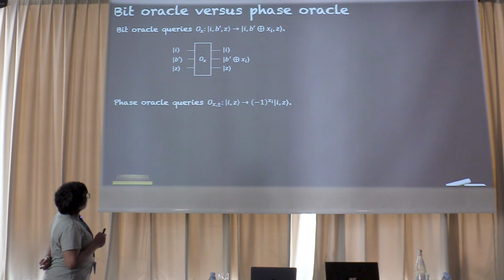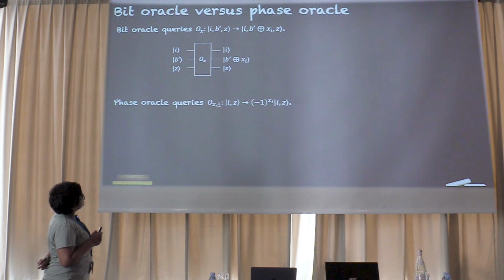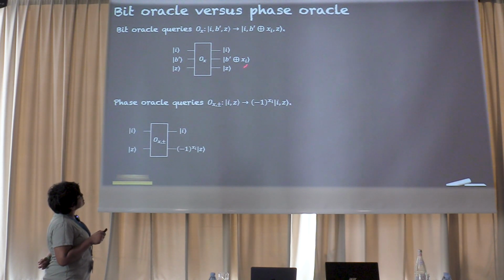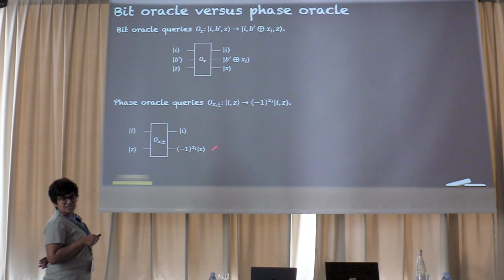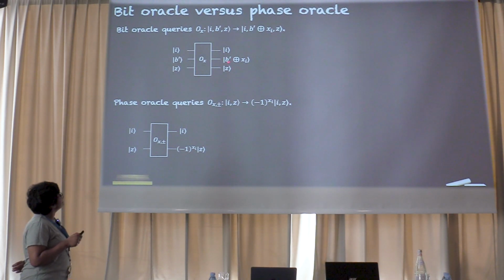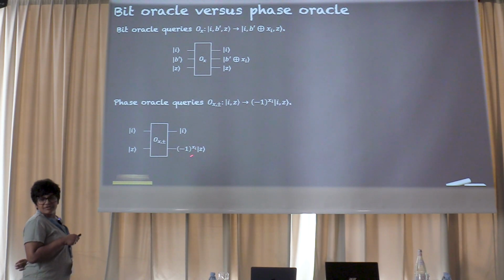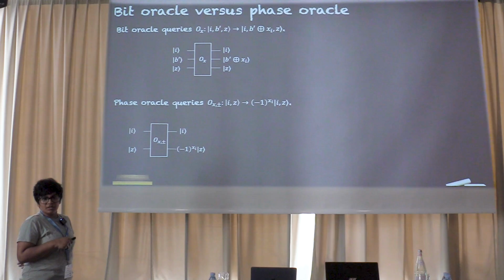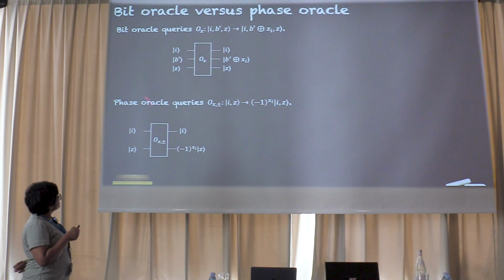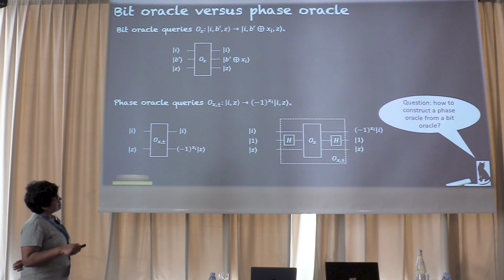And another way of interpreting the same operation, so this is called the bit query, because whatever answer you got, it gets XORed with the register here. You can also get it as phase information. Basically here you get it copied onto this b', but here you get it as a phase. It is just another way of accessing the same information. And you can construct this oracle using this oracle, and this is the circuit for it.